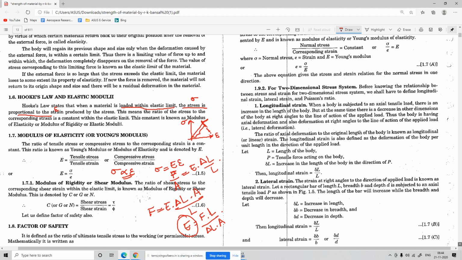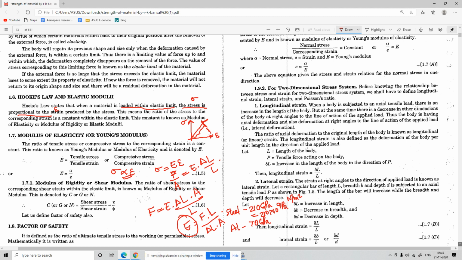Now you should know some of the standard values of Young's modulus. First of all, the Young's modulus for mild steel: we generally consider 200 to 220, and as a standard we take about 210 gigapascal. 210 gigapascal means 210 into 10 power 9 pascal or Newton per meter square. Second one is aluminium. It ranges from 60 to 80, but as an average we call it 70 gigapascal.